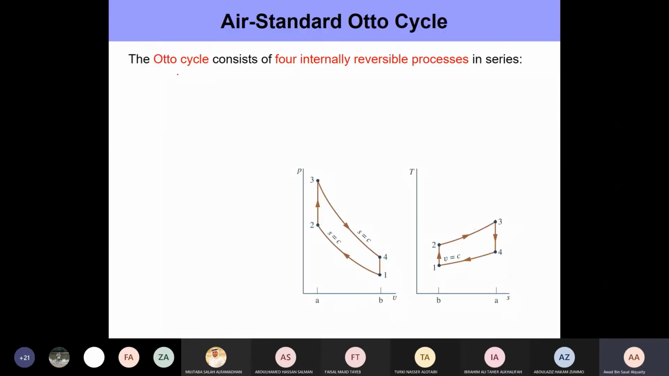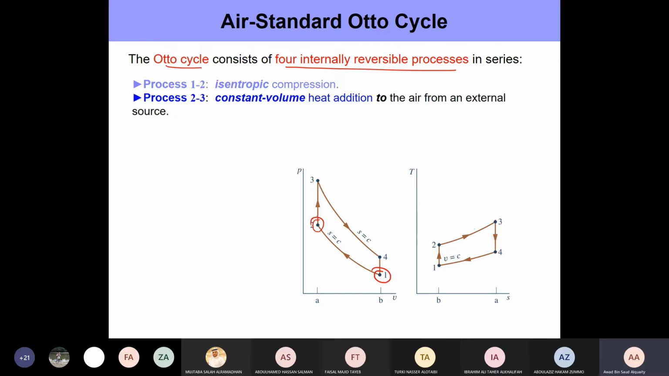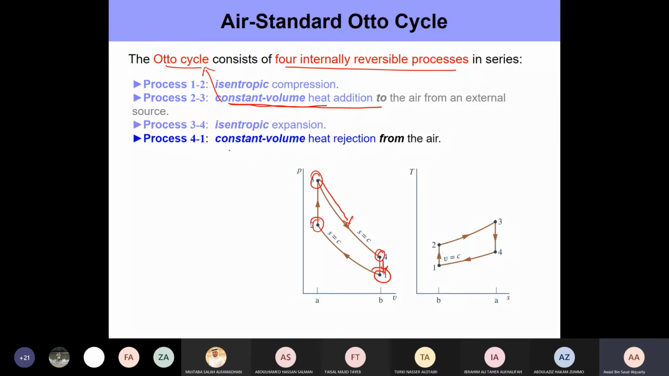So again, to make sure you remember this, the Otto cycle has 4 internally reversible processes. The first one is isentropic compression from 1 to 2, followed by a heat addition process which happens at constant volume. This constant volume heat addition is the defining factor of the Otto cycle. The heat is added in a constant pressure process when we go to the diesel cycle, right? So constant volume heat addition happens only in an Otto cycle. And once you have reached state 3, we have an isentropic expansion process from 3 to 4. And lastly, from 4 to 1, we have a constant volume heat rejection.